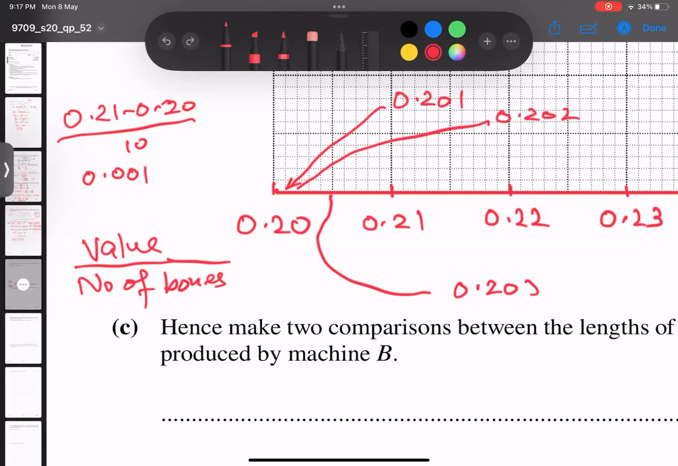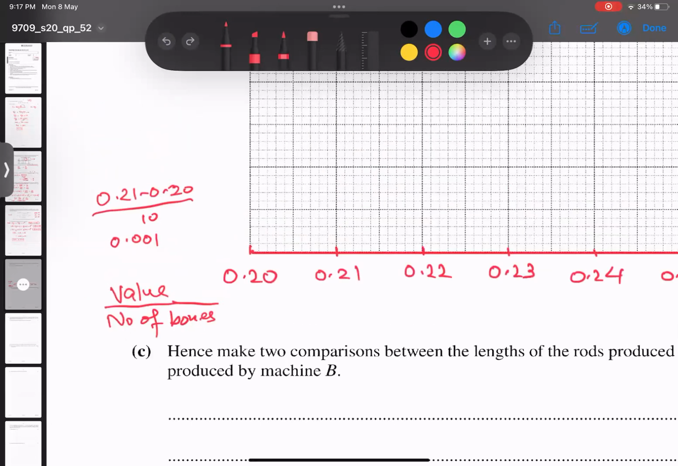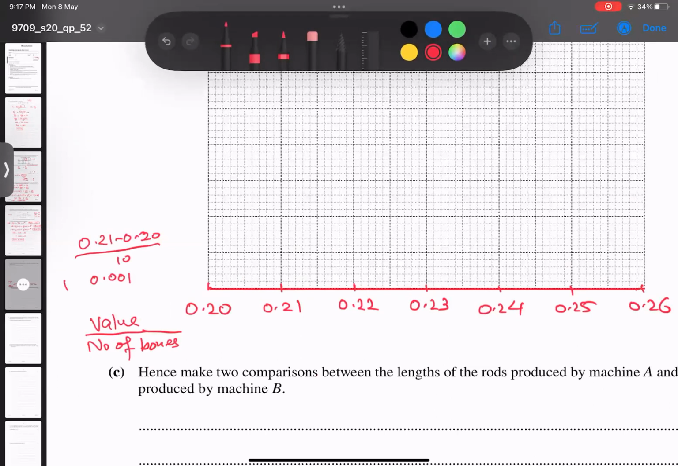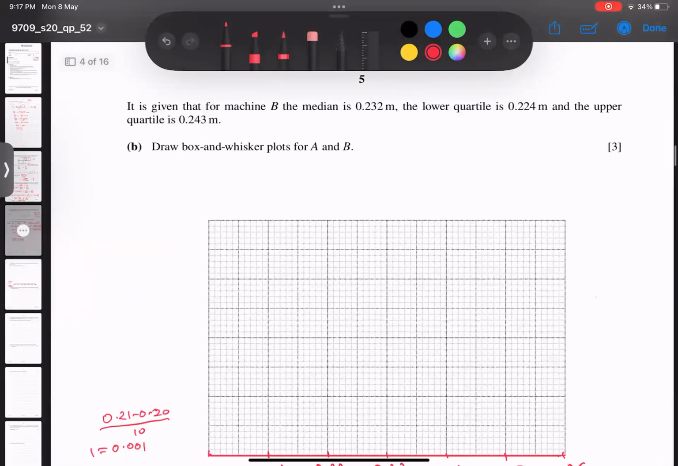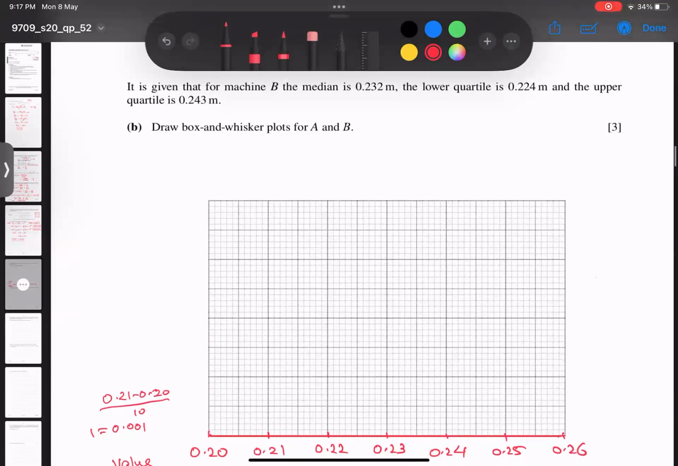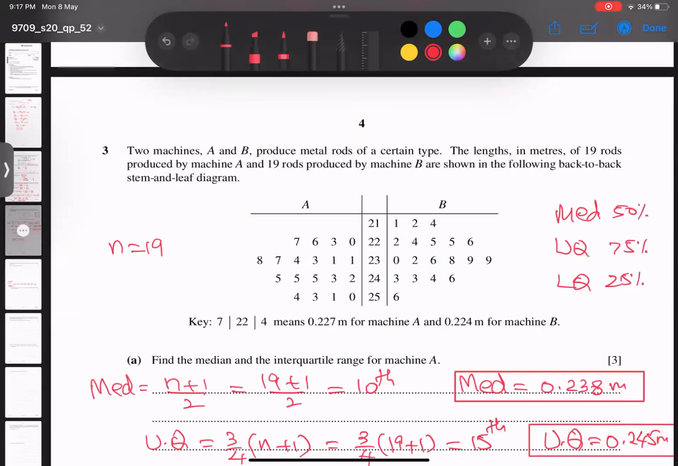I believe you got our point very clear, and we got our divisions very clear. I know some students have issues with divisions. So now keep in mind, one small box is 0.001, it is a very clear approach. So let's start. First of all, I talk about machine A. The lowest value I can find from here. Let's start from machine A or B, no issue.